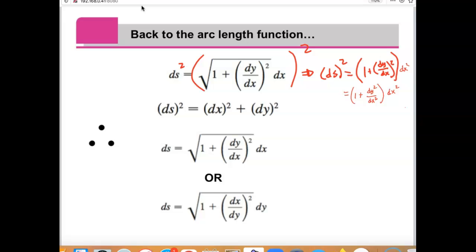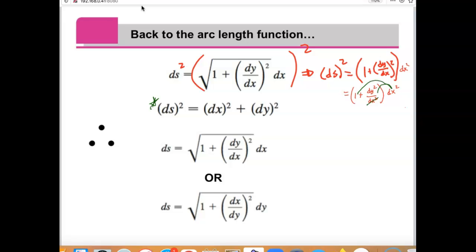When I distribute this, it's going to cancel the dx squared in the denominator. When I distribute it here, I'm just going to have dx squared. And thus, I'm going to be left with ds squared equals dx squared plus dy squared, right?